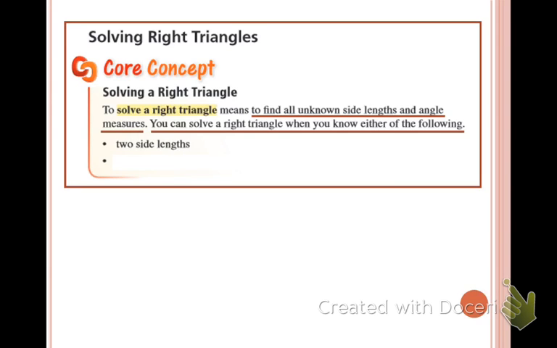This is the next box you'll see. The first scenario is when you have 2 side lengths. And the second scenario is when you're given 1 side length and the measure of 1 acute angle. So 1 side length and 1 acute angle. Alright, so when it says solve the right triangle, you're literally finding every missing piece. All the sides, all the angles, and that's it. So you're going to have 3 answers for all of these.